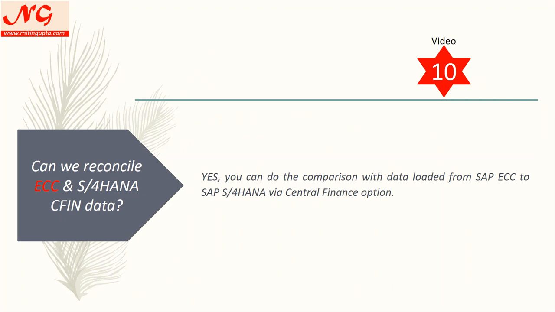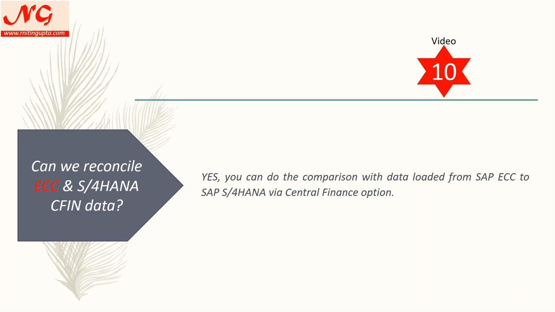So first the question is, can we reconcile ECC and S4 HANA CFIN data? As you are aware, in terms of background, what happens in CFIN is when you do the initial load or when you do the replication, your accounting and CO documents move from your ECC system to the S4 HANA system. And I have marked ECC here with a different color, and I'll explain why in the next 2 minutes. So when the data moves, accounting data and the CO documents which are posted in BKPF and BSEG and COBK and COEP line items in ECC, they get replicated to S4.